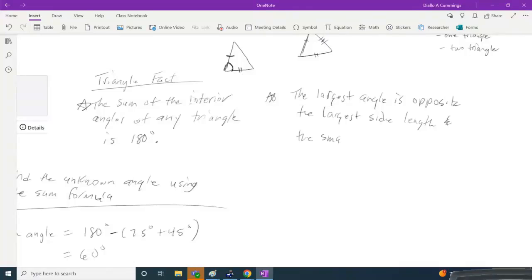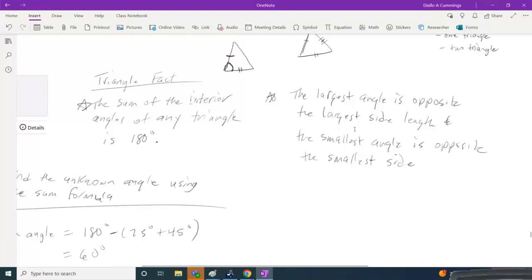and the smallest angle is opposite the smallest side. And I'll tell you why this is important. So the largest angle is opposite the largest side, and this is for any triangle. It doesn't matter if it's a right triangle or oblique. The smallest angle is opposite the smallest side.